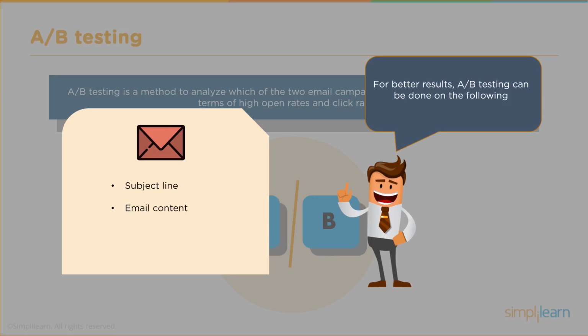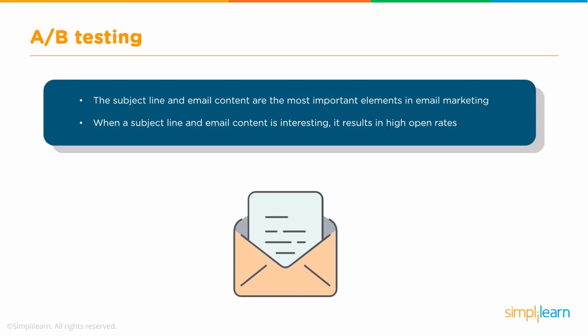But if I write a second subject line, then I'll be able to basically give myself a better chance of getting a better open rate because I'm offering up 2 different subject lines. Likewise for email content. So the subject line and email content are the most important elements. So we want to be able to test them.